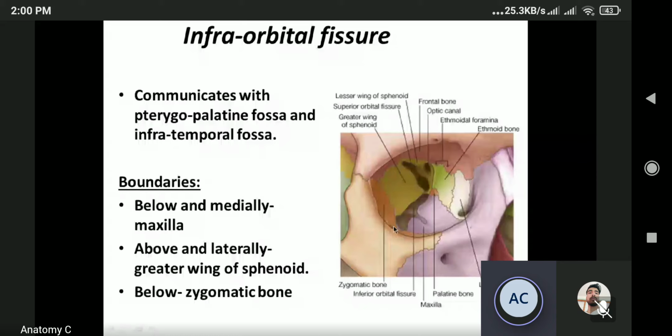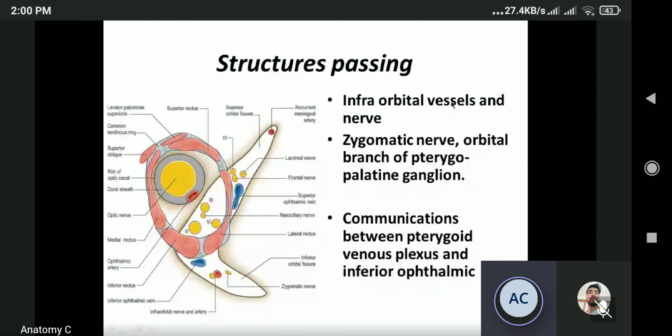So what are the structures present in this? It is infraorbital vessels and nerves, zygomatic nerve, and orbital branch of pterygopalatine ganglion, and it communicates with the pterygoid venous plexus and inferior ophthalmic vein.